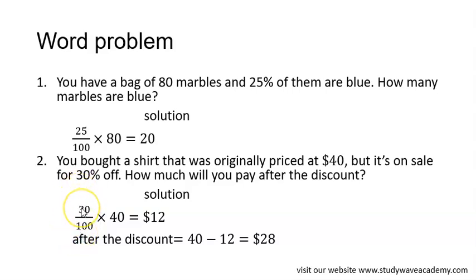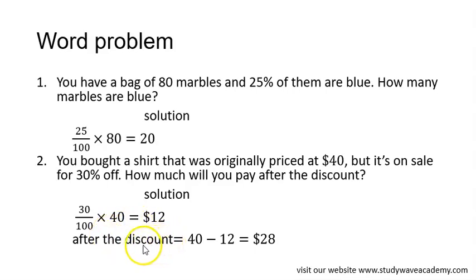Then we have here 3 left and 4. So 3 times 4 is going to give you 12. Okay? So the discount is $12. Now we are going to subtract the discount from the original price to find the final amount, okay?